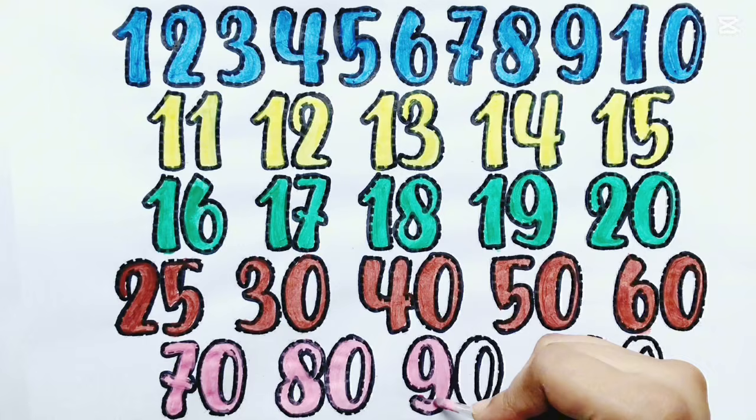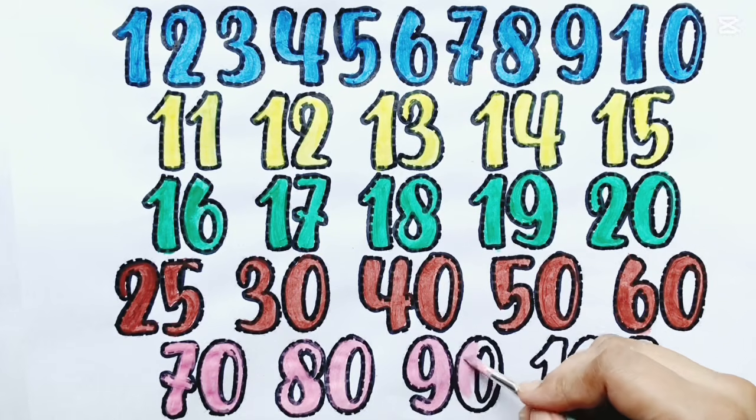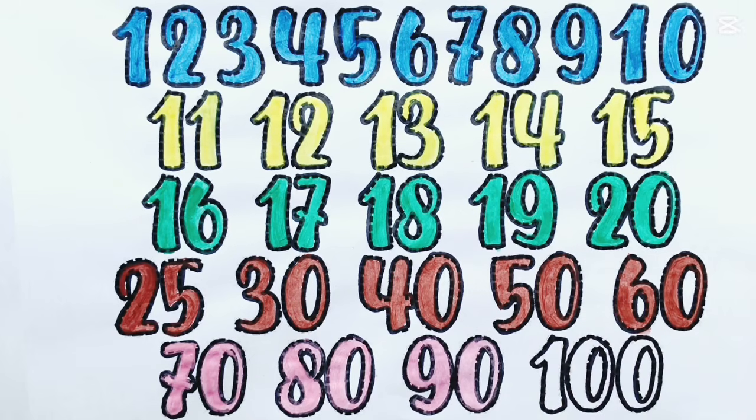Let's see a list of words that start with the letter A. Apple. Angel. Address, animal, answer. And 100. Item. Ambulance, airplane, arrow. Alligator. Ant.